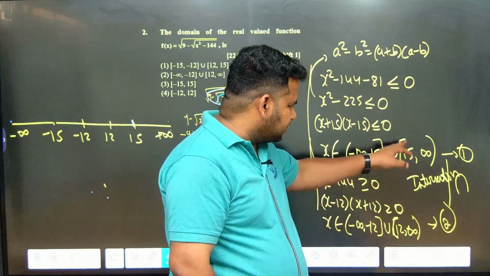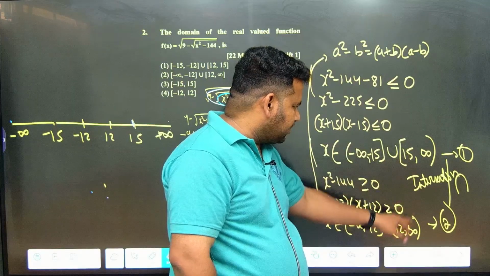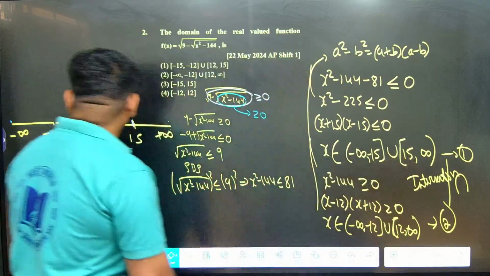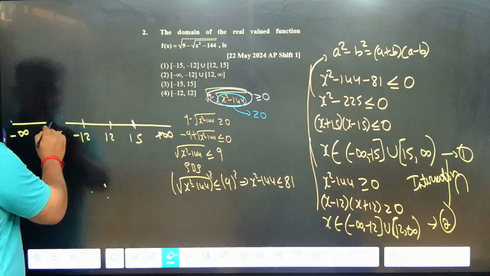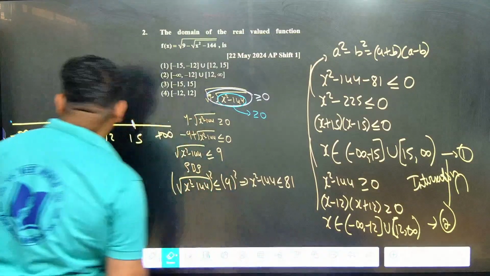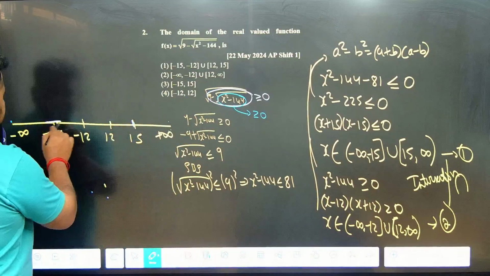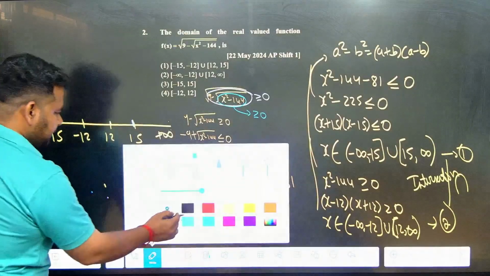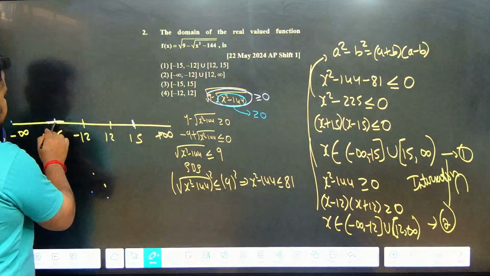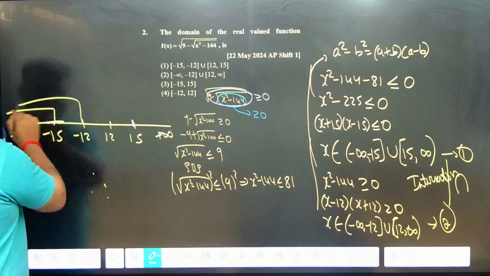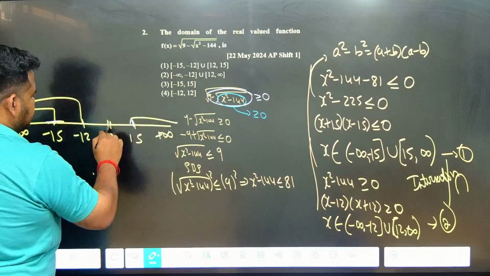12 is not included here. What about here? 12 is not included here. So if you write this here, what is happening is minus 15 comma infinity. If I write it here, observe carefully, what we wrote is completely correct. So this is the thing, and this is the thing, and we are having this as the thing.